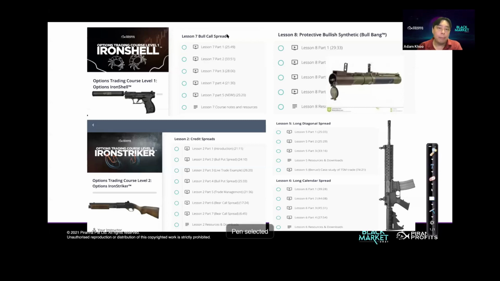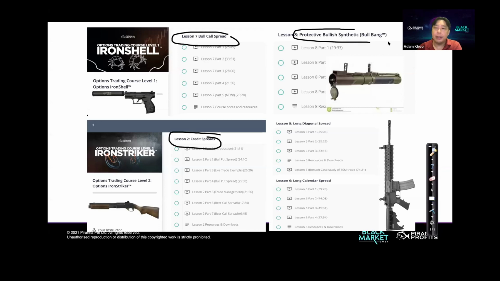For example, these are some of the strategies that we use. You have the bull call spread. We have credit spreads. We have the protective bullish synthetic known as the Bubang. This was invented by my partner. We have diagonal spreads. We've got calendar spreads. So these are all the different types of option strategies. Again, you may say, Adam, why so many different strategies? Because you use different strategies under different market conditions.